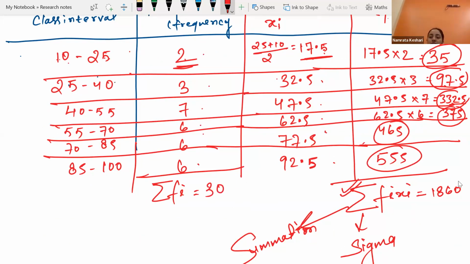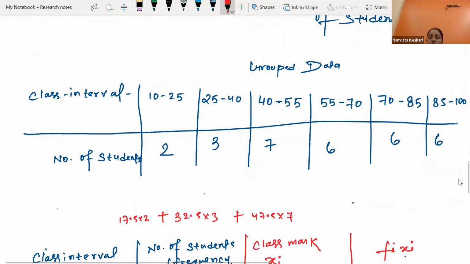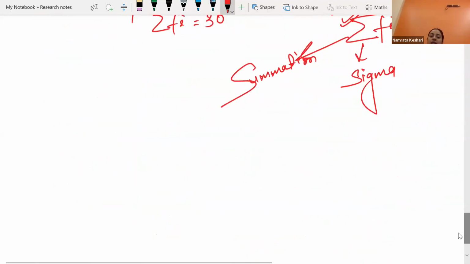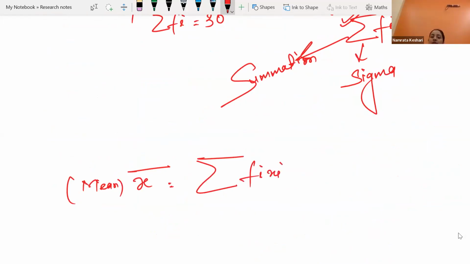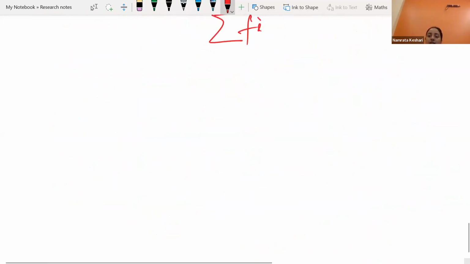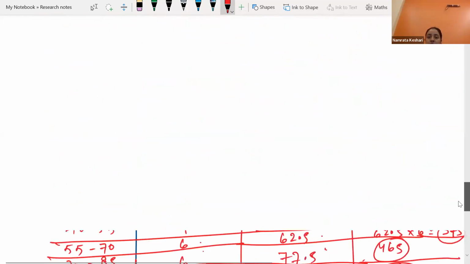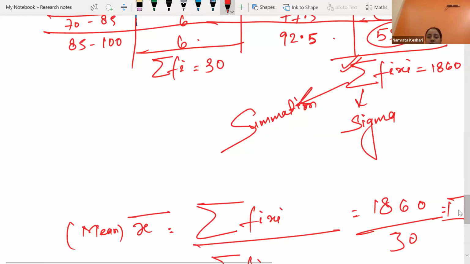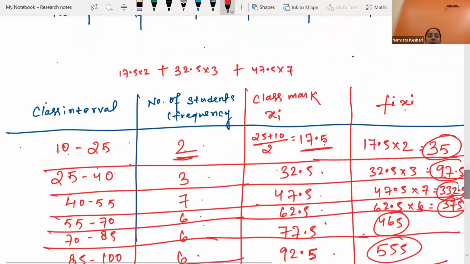नाउ मीन फाइंड करने के लिए हमें डिवाइड करना होगा. वी रिप्रेजेंट मीन बाय एक्स बार, और फॉर्मूला फॉर मीन इज जस्ट समेशन ऑफ एफ आई एक्स आई जो हमने फाइंड कर रखा ऑलरेडी ओवर समेशन ऑफ एफ ऑफ आई. मतलब 1860 by 30 and that will give us the mean. इज इट क्लियर टू ऑल ऑफ यू कि जब ग्रुप डेटा होता है तब कैसे मीन फाइंड करते हैं? इज इट क्लियर? Yes. This is called the direct method for finding the mean.